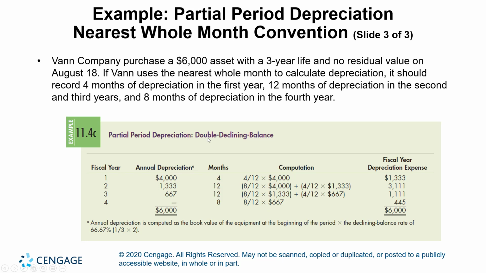So double declining depreciation would accelerate it. Therefore, it would only happen in 3 years. We'll do more examples of this.